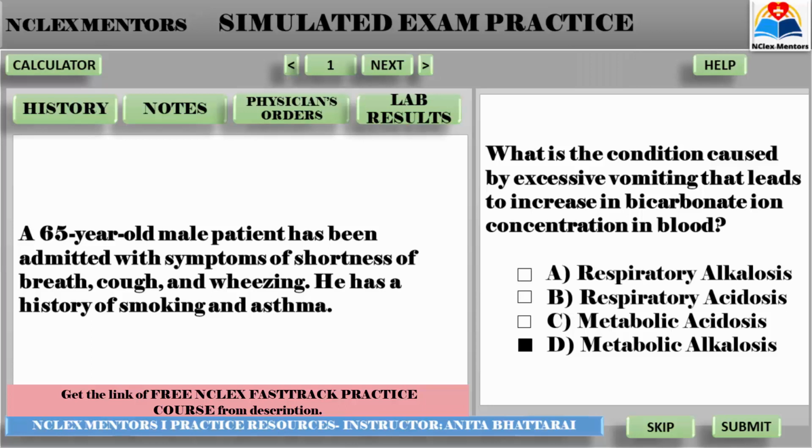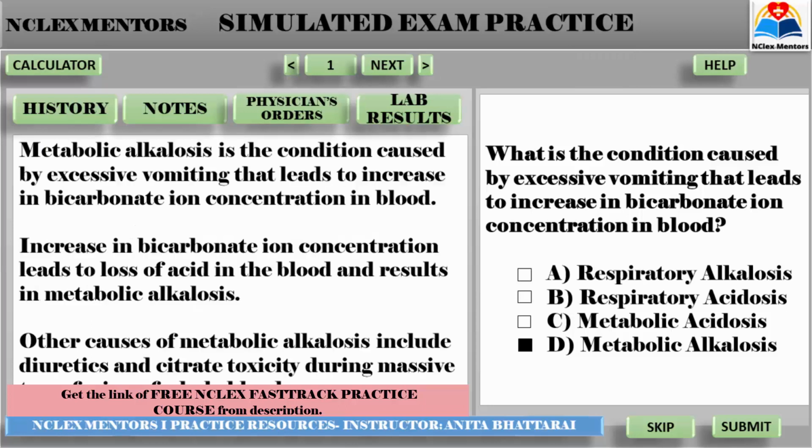Correct answer is D, metabolic alkalosis. Metabolic alkalosis is the condition caused by excessive vomiting that leads to increase in bicarbonate ion concentration in blood. This increase in bicarbonate ion concentration leads to loss of acid in the blood and results in metabolic alkalosis. Other causes of metabolic alkalosis include diuretics and citrate toxicity during massive transfusion of whole blood.